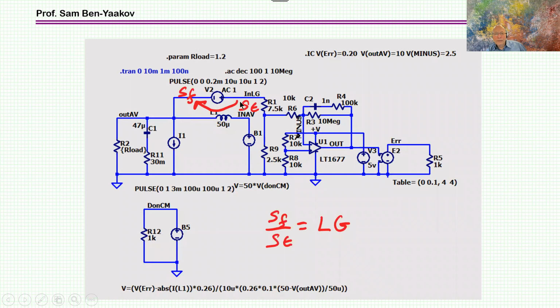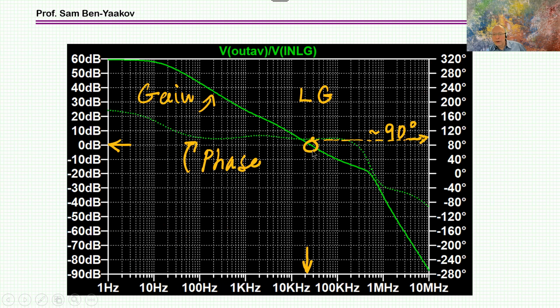Now, I can look at the ratio between here and here, and this will give me the loop gain, okay, as I explained last time. And here it is. This is the loop gain. This is the 0 dB crossover. This is the phase, 90 degrees, as we said, about 90 degrees. And we have a bandwidth of about 20 kilohertz. Beautiful.